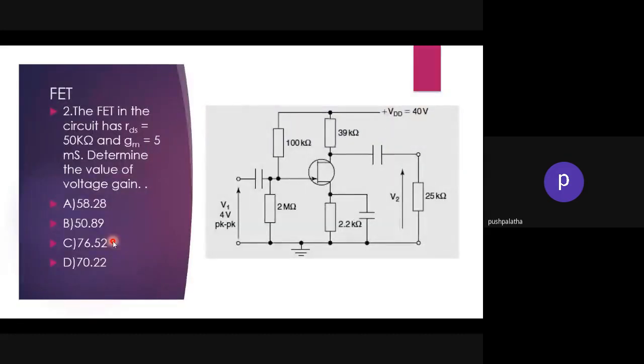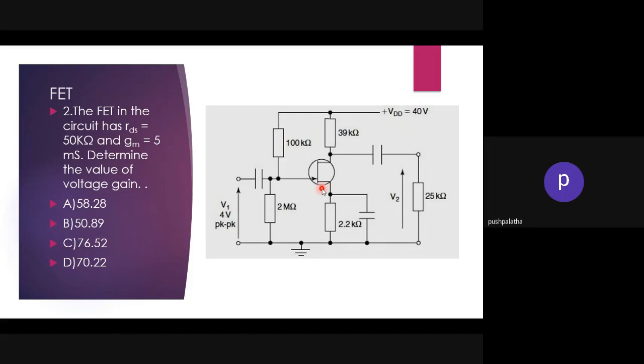The next question is based on FET. The FET in the circuit has RDS equal to 50 kilo ohms, and gm, the transconductance, is 5 millisiemens, right? Determine the value of voltage gain. They are asking to find out the voltage gain. It is a simple FET circuit, and they are asking you to determine the voltage gain.